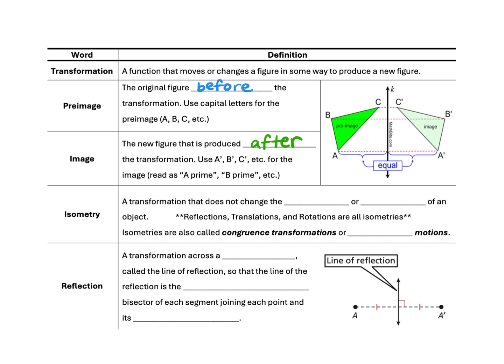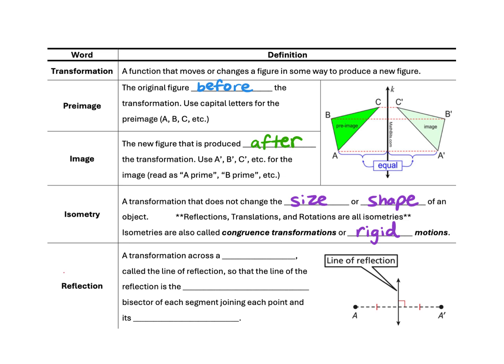An isometry is a type of transformation that does not change the size or shape of an object. All of the transformations that we're going to study in Unit 12, reflections, translations, and rotations, are all isometries, meaning the size and shape will not change. Isometries are also sometimes called congruence transformations or rigid motions.